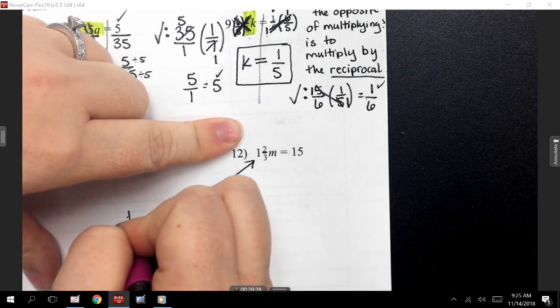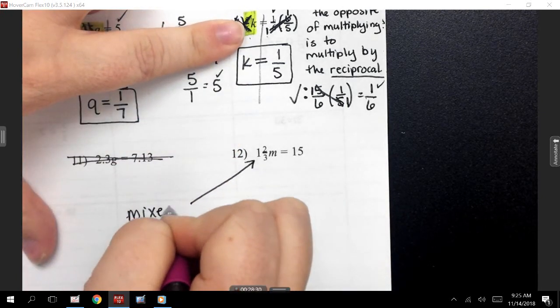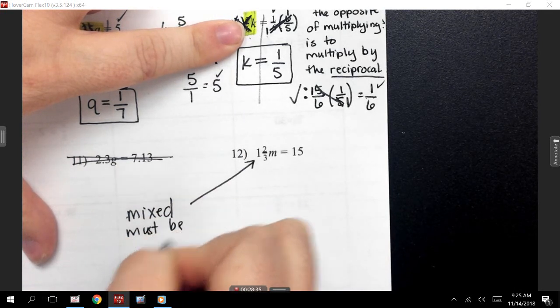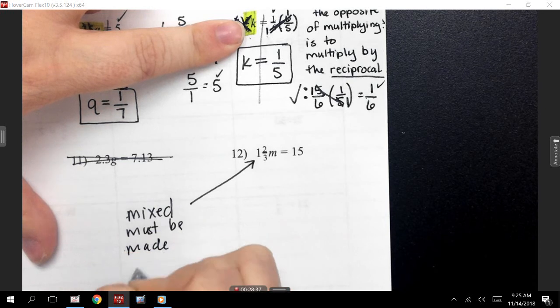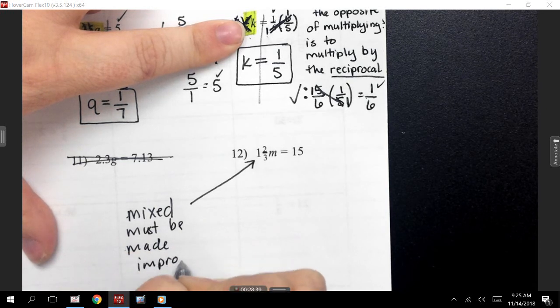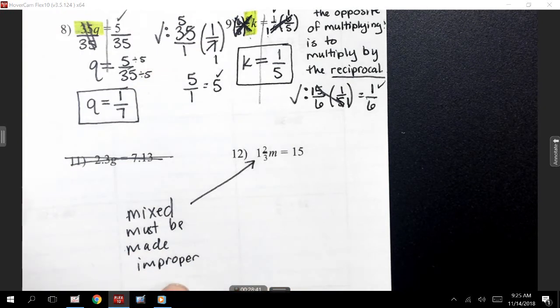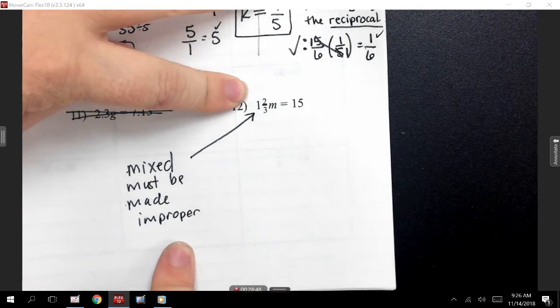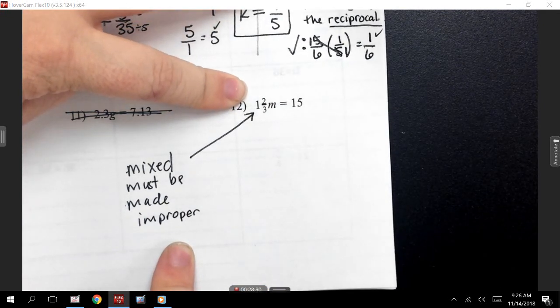All right. Mixed numbers must be made improper. Mixed must be made improper. Okay. So what is 1 and 2/3? What's that going to change to when I make it improper? Luke?